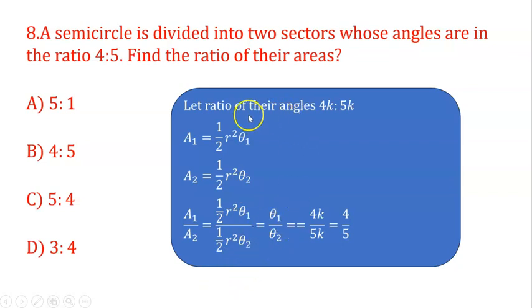But what about the ratio of their angles? That is 4k to 5k. Substitute the values. Theta 1 upon theta 2 is equal to 4k upon 5k, and the k's get cancelled, and here you will get 4 upon 5. Therefore, their ratio is 4:5, and hence option B is correct here. Now next question.